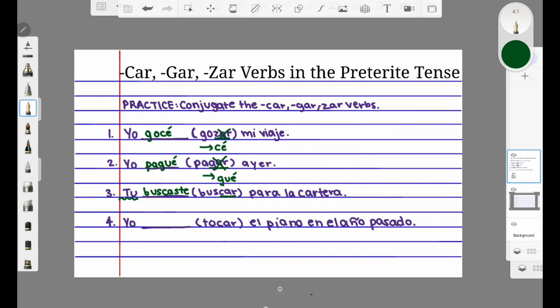Next, yo, okay, that means we have to apply the rule because it is in yo form. We're conjugating tocar, which is a CAR word, el piano, and el año pasado. Get rid of the CAR part, and our rule is QUÉ. Yo toqué el piano el año pasado means I played the piano last year.